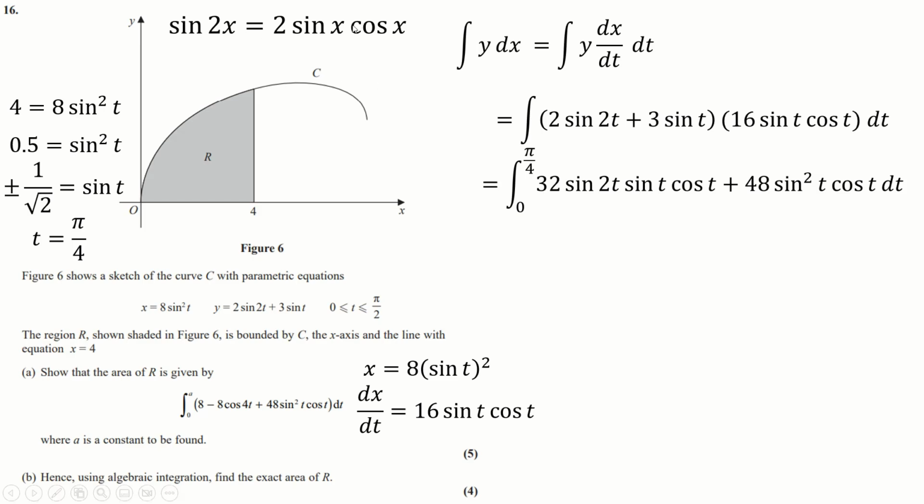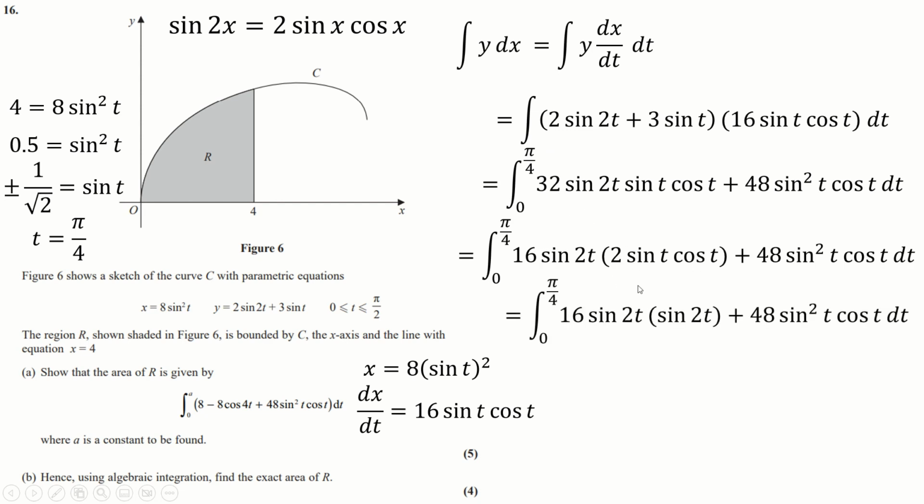I can write this 32 sine t cos t as I can take one of the 2's out of this and put it there. So 16 times 2 is still 32. But now I can just replace this with that, which is great because, of course, I'm working in t's here, not x's. But anyway, because this times this is just itself squared. So I'm making some progress.